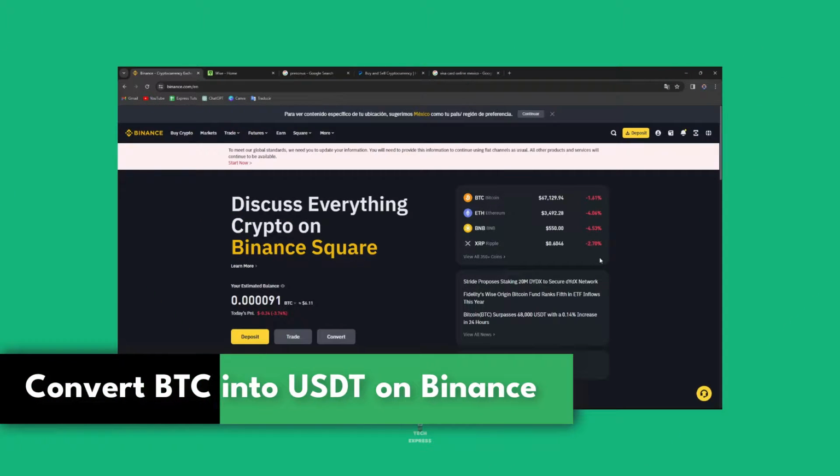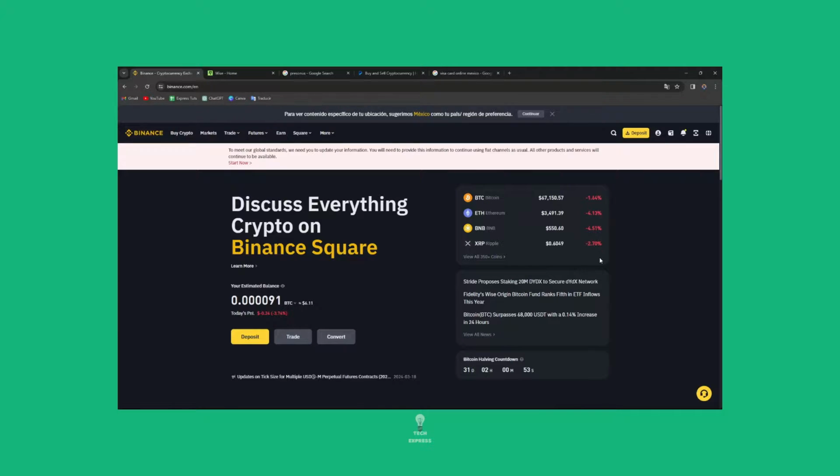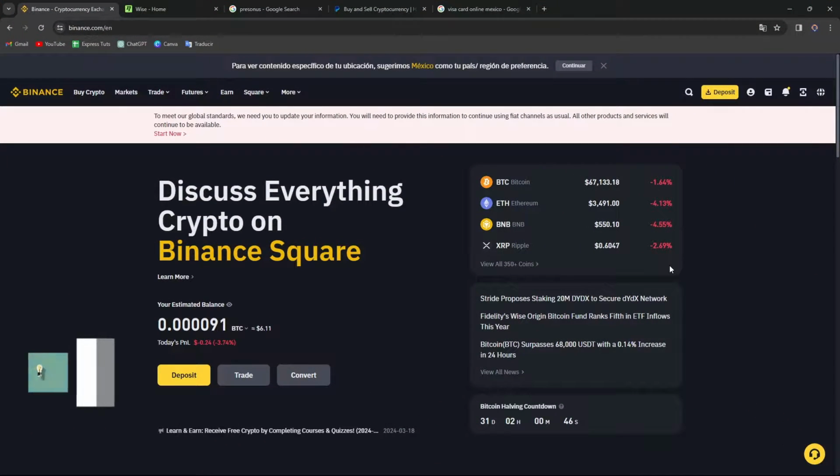Today let's take a look into how we can convert Bitcoin into USDT in Binance. This step-by-step tutorial is going to help you do this in a very easy way. What you need to do first of all is to sign into your Binance account. You might be seeing that we are having something like this.